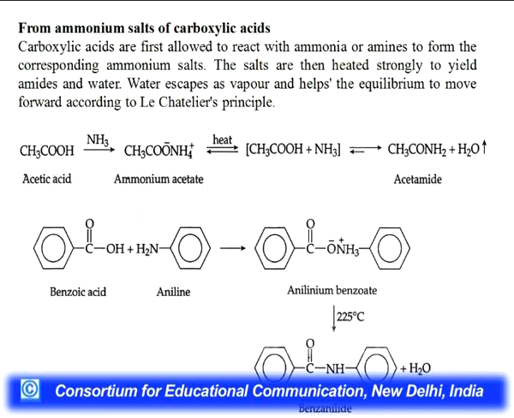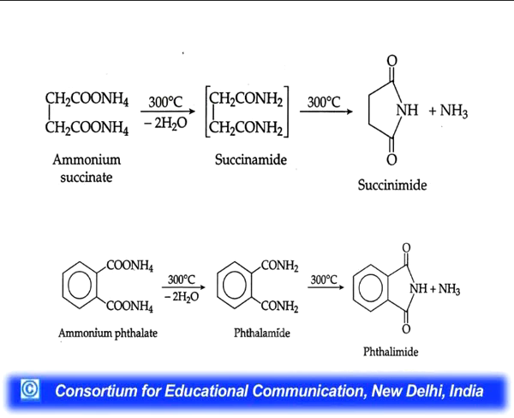There are two examples: acetic acid will give you acetamide, and benzoic acid will give you benzanilide when reacting with aniline. Another two examples: ammonium succinate will first give you succinamide, which when heated at 300 degrees Celsius will give you succinimide. Ammonium phthalate will give you phthalamide, which will give you phthalimide on further heating.